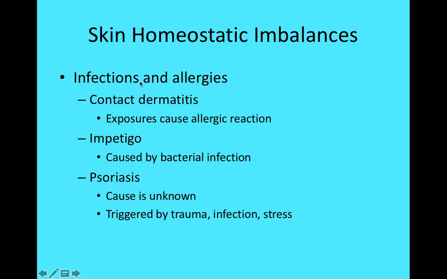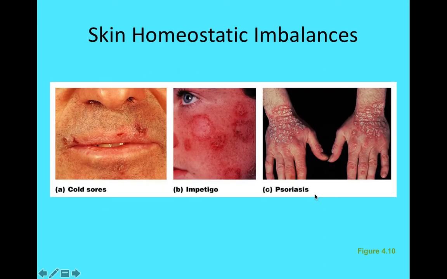So other infections: contact dermatitis is an allergic reaction to something that you touched. Impetigo is caused by a bacterial infection. And psoriasis is an autoimmune disease triggered by trauma, infection, or stress. Cold sores, fun fact, impetigo, again, on your face. Psoriasis, elbows and wrists are pretty classic psoriasis locations.